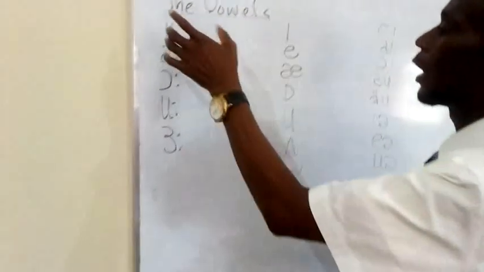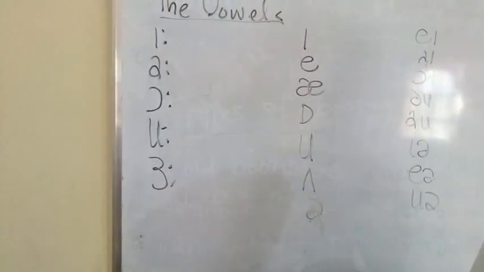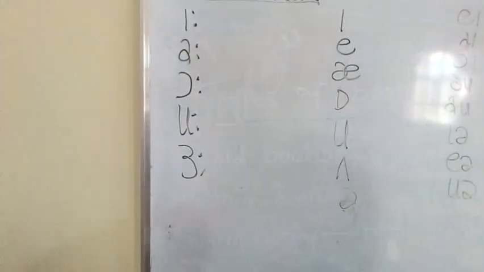Now, a collection of these, collectively, we call them monophthongs. That is when you group short vowels and long vowels into one, we call them monophthongs.